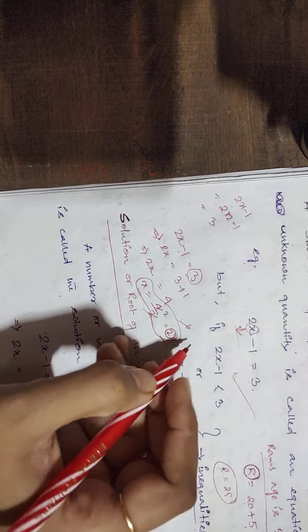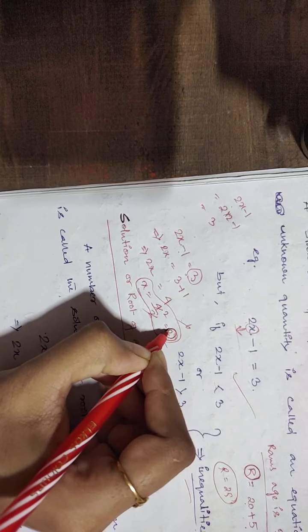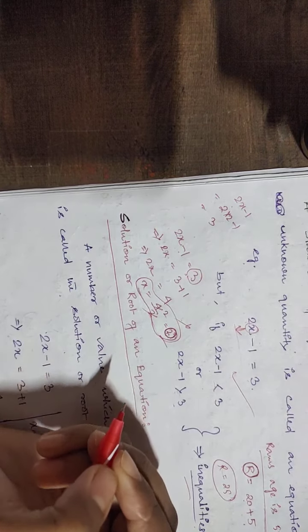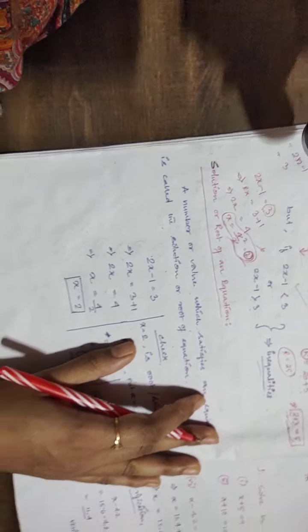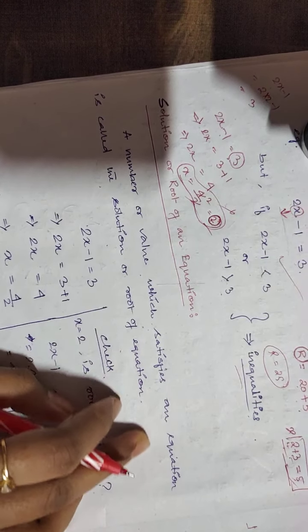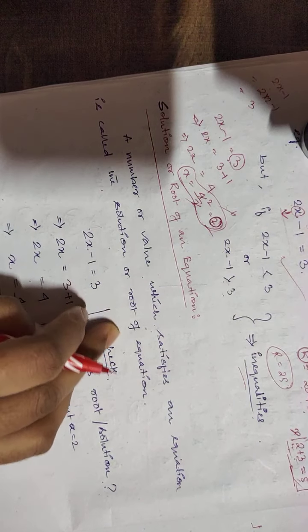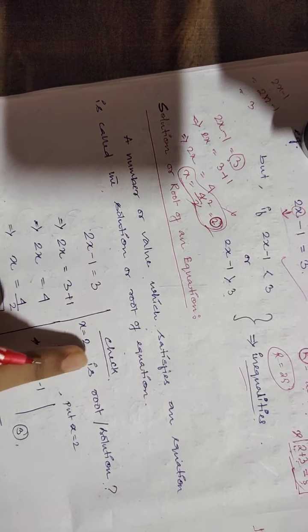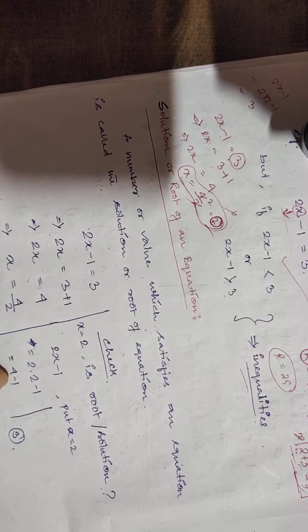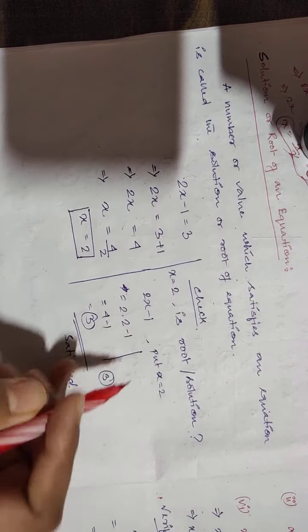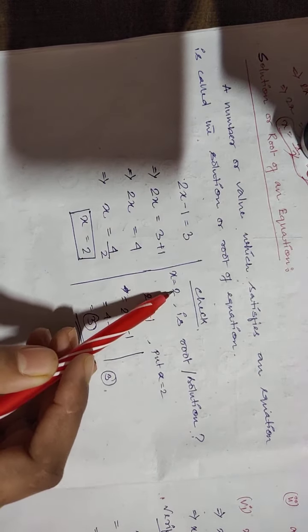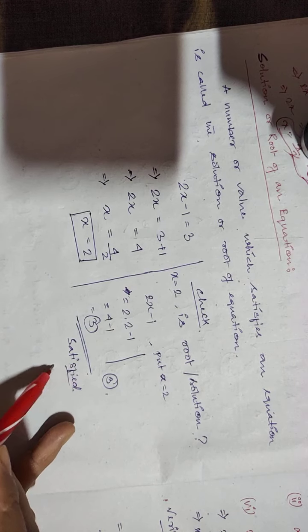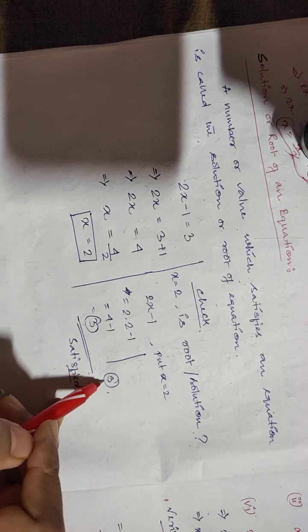So that's why this is called a root of the equation or solution of the equation. A number or value which satisfies an equation is called the solution or root of the equation. Same to check. For checking whether this value 2 satisfies the equation or not, here 3 and here also 3.